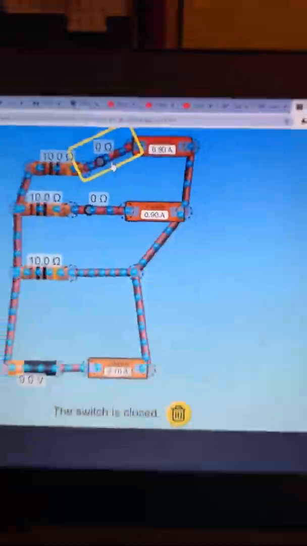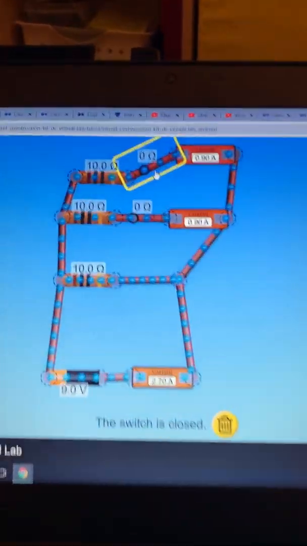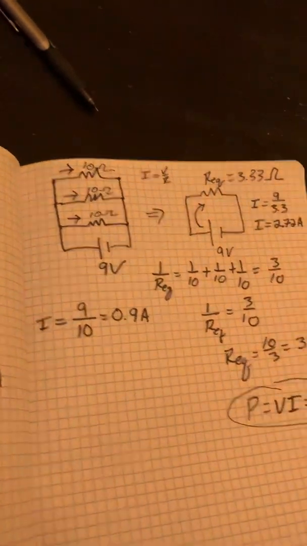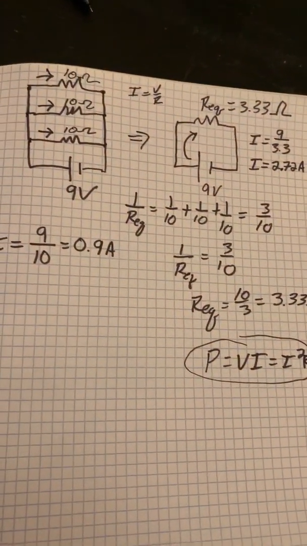Okay, I think that is a good start for parallel circuits. When the numbers start changing, it becomes a little messy, but you follow the exact rules that I have here, and it's not too bad.